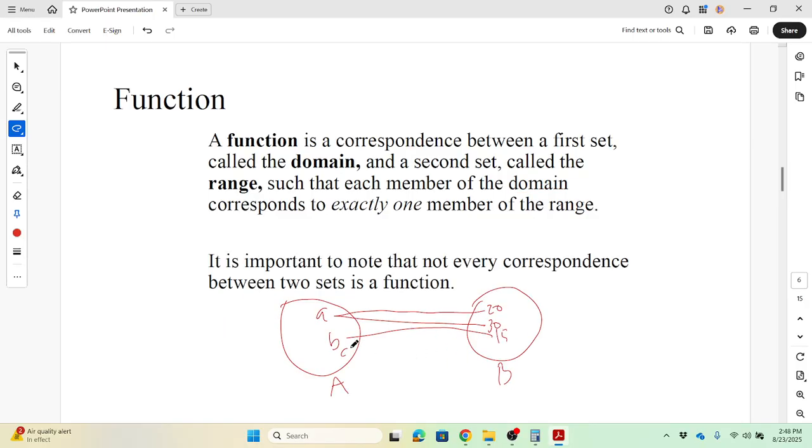B is 15 and then C is 16. So look, A is going towards 20 and 30. For one single element in the domain, there are two different outputs, so that's not a function. It is important to note that not every correspondence between two sets is a function. So as you can see here, this is an example of a correspondence between A and B, but it's not a function because it's not exactly one member of the range.